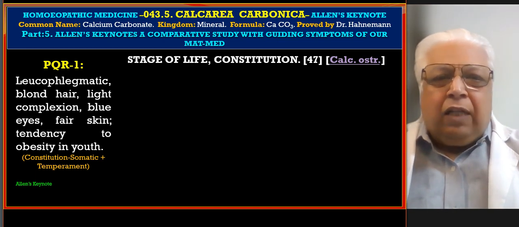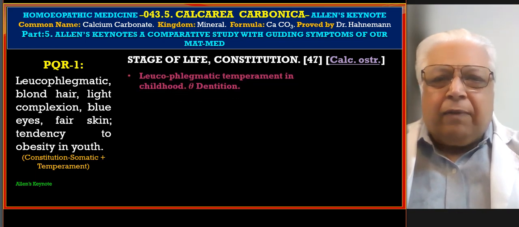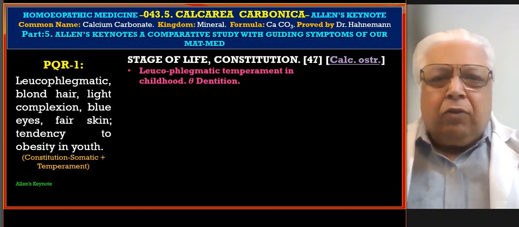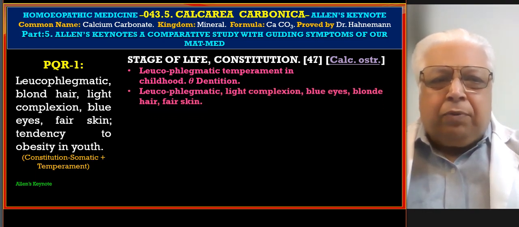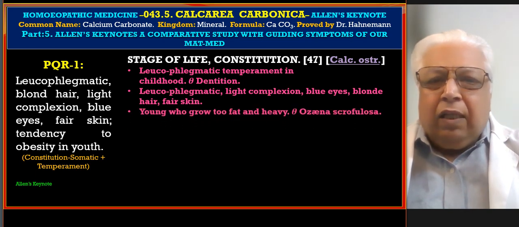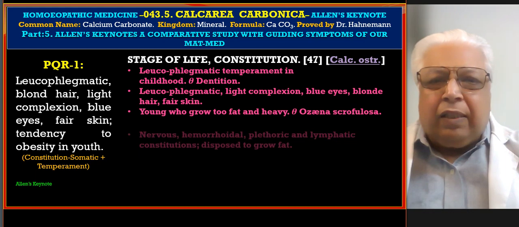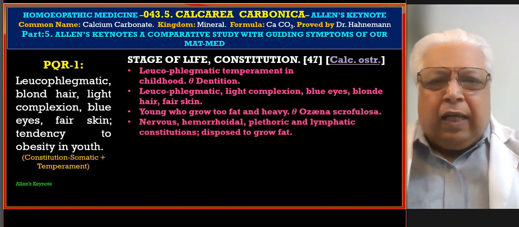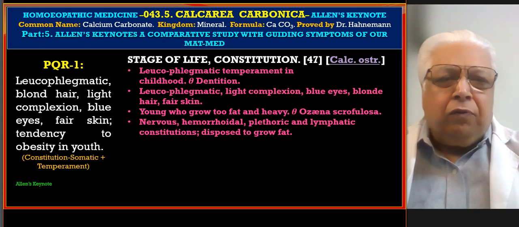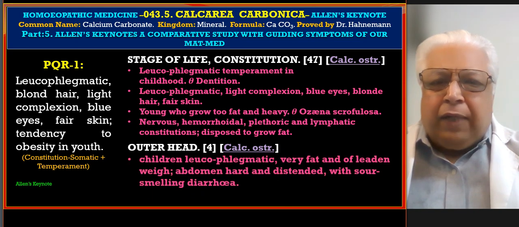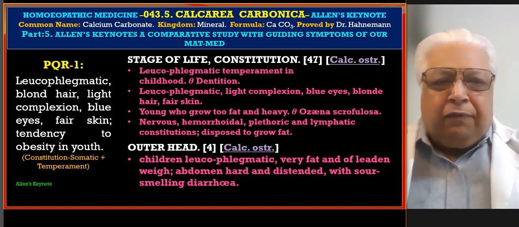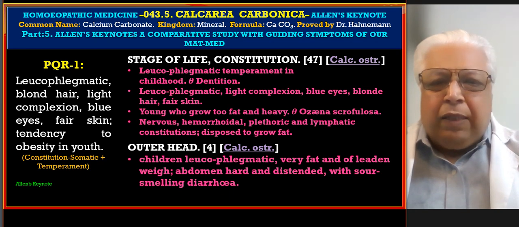We find Stage of Life and Constitution, section 47, and this is the first grade representation: leukophlegmatic temperament in childhood. Leukophlegmatic, light complexion, blue eyes, blonde hair, fair skin. Young who grow too fat and heavy. Nervous, hemorrhoidal, plethoric, and lymphatic constitution, disposed to grow fat. And we see the next, chapter 4, outer head. Here also we find some important symptoms in the first grade representation: children leukophlegmatic, very fat and of leaden weight, abdomen hard and distended, with sour smelling diarrhea.